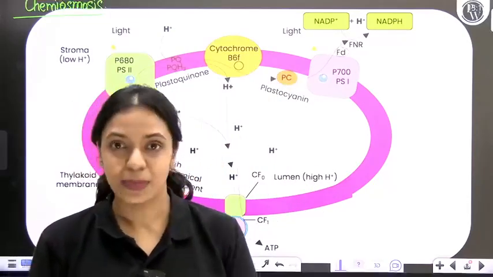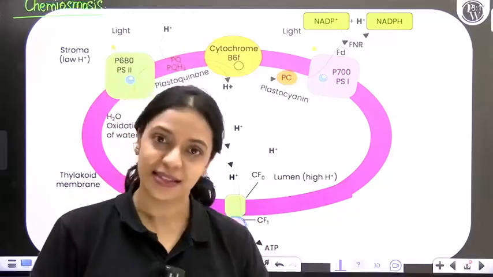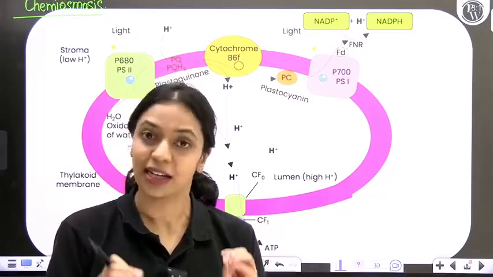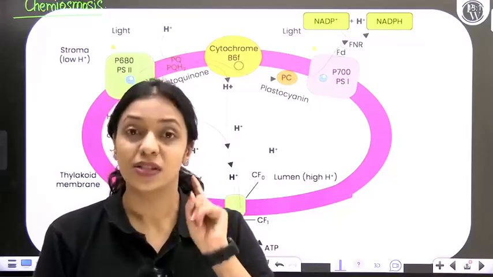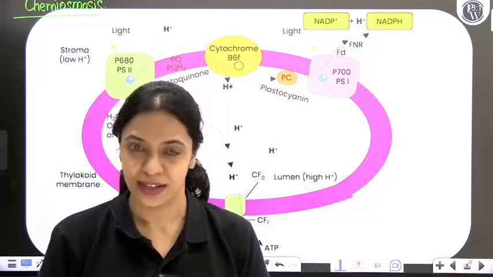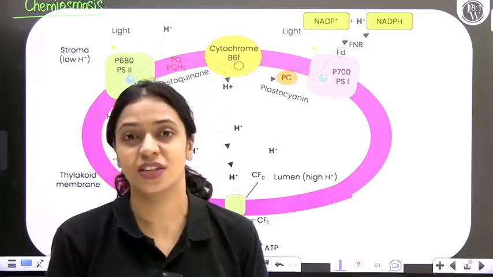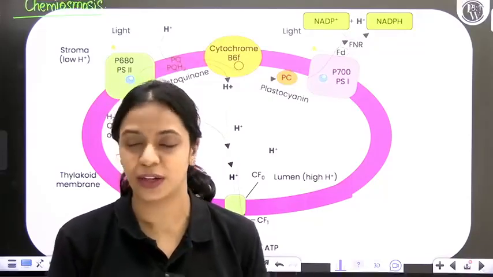Now for ATP synthesis to take place, it is very essential that this gradient exists. Only if this gradient is there, ATP synthesis can take place. Because the enzyme involved in ATP synthesis derives its energy itself from proton movement. I'll explain to you how this works.